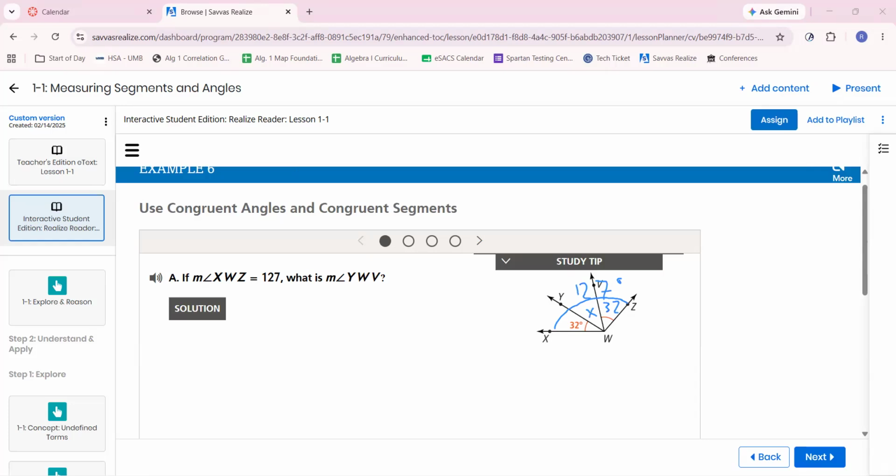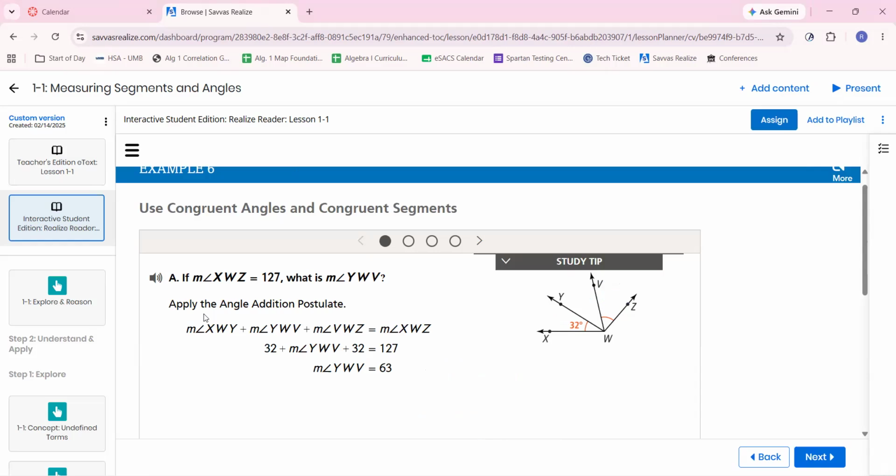Hopefully you can see that if I add 32 plus x plus 32, I will get 127. So x plus 64 equals 127. Now I'm just going to subtract 127 minus 64, which is 63. So x, or angle YWV, equals 63. You can see it right there.